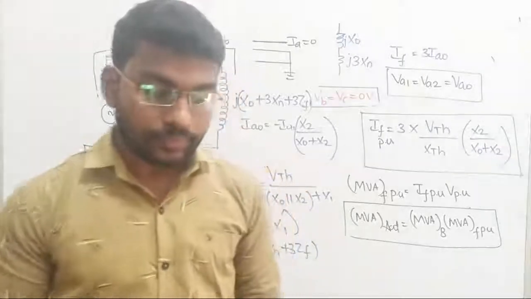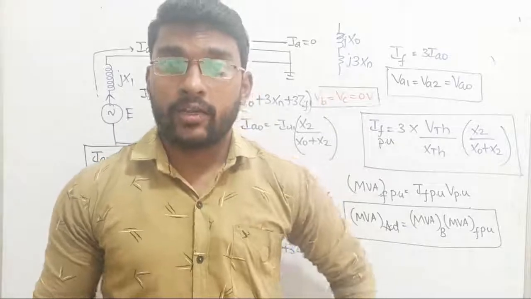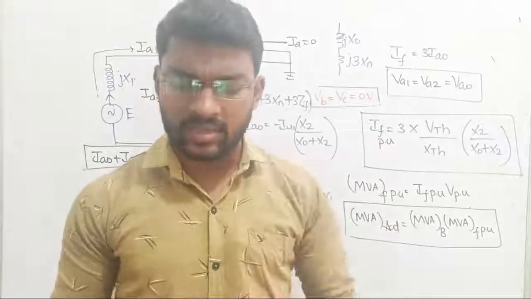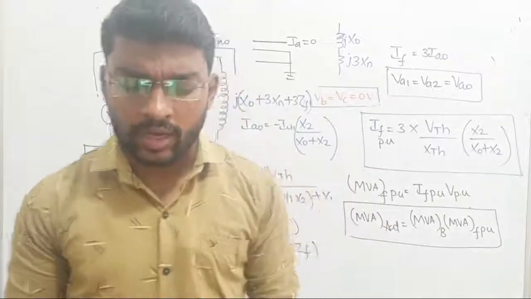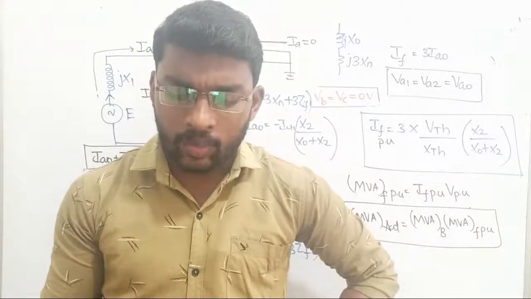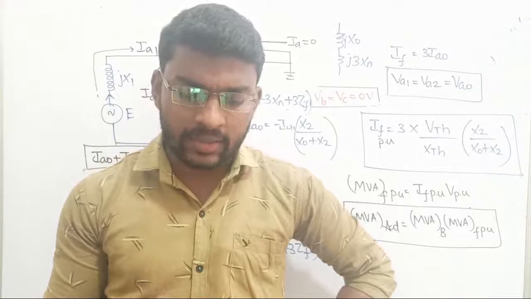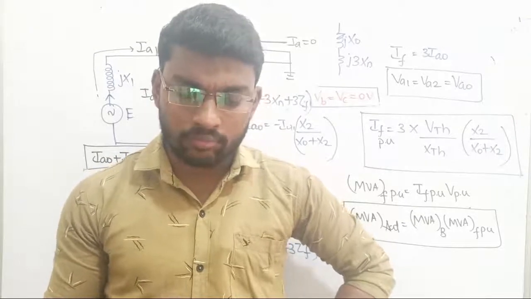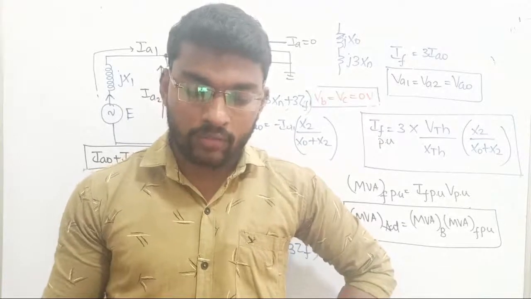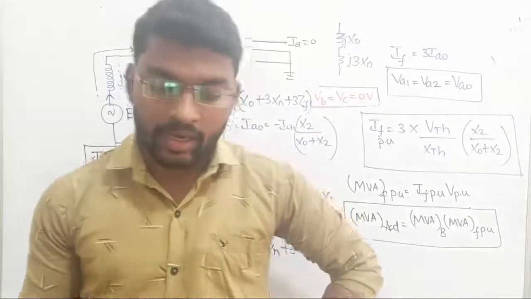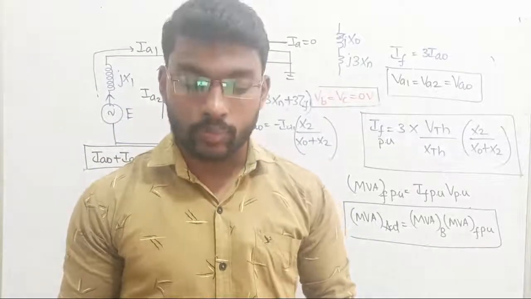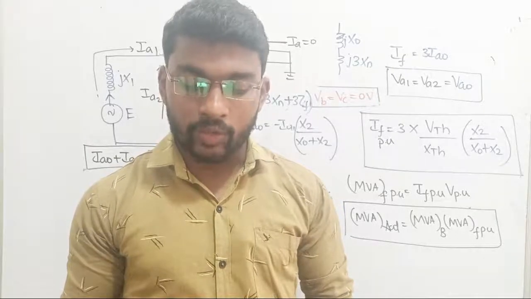Question number 1. A fault occurring at the terminals of an unloaded synchronous generator, operating at its rated voltage, has resulted in the following values of the current and voltage. IA0 2.37, right? IA1 3.05, IA2 0.68, right? VA0, VA1, VA2 should be equal to 0.237.